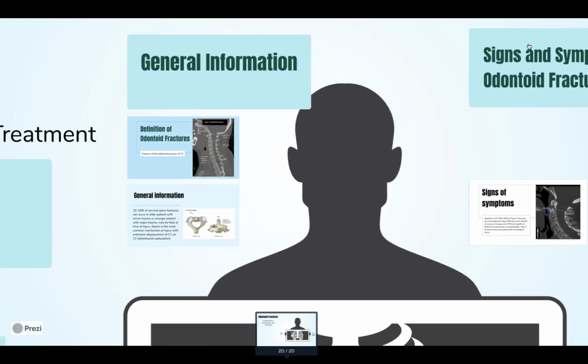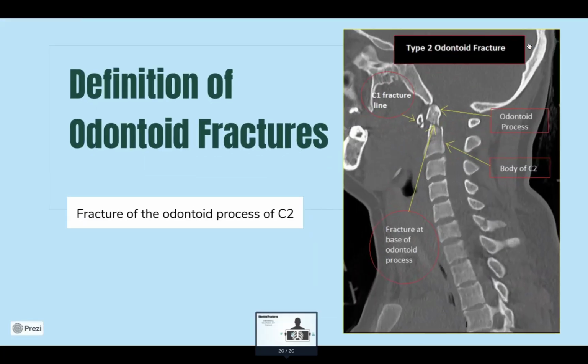So we'll start off with some general information. What is an odontoid fracture? It's a fracture of the cervical spine. We've got the body of the axis, the C2, the atlas is C1, and you can see there's actually two fractures here, but the one we're going to be focusing on is the odontoid process of the actual axis body, and there is the fracture line itself, if you can see the mouse.